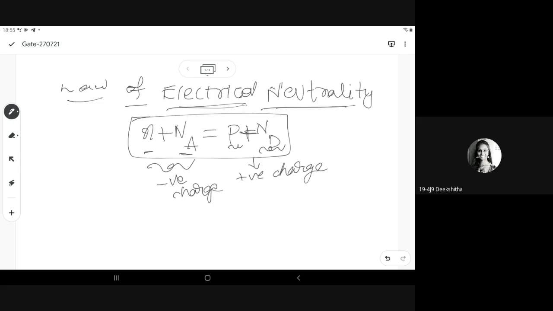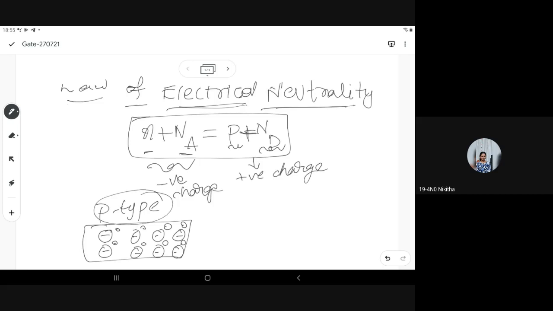In a p-type semiconductor, we have holes. For each and every hole, an acceptor ion is going to be present. But these are immobile ions. Is it right? Yes, sir.